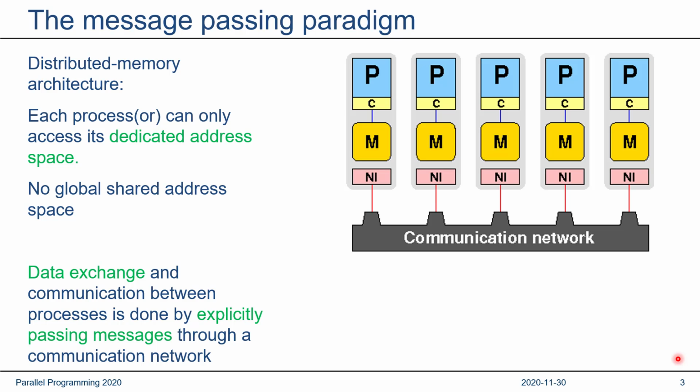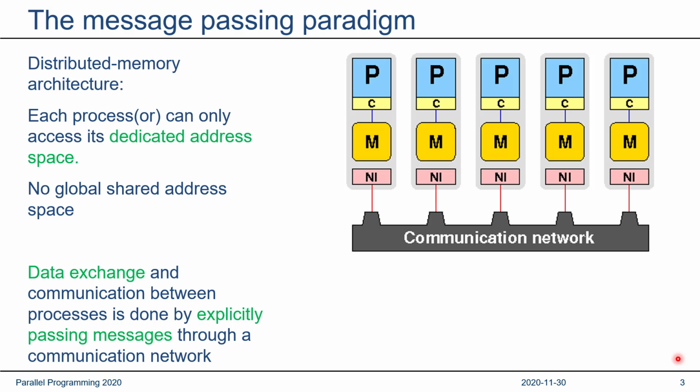The message passing paradigm deals with distributed memory computer architectures. This means that each process or each processor can only access its own dedicated address space. This doesn't mean that there's no shared memory architecture in the system. It only means that we don't explicitly exploit it. So processes in the system may still be sharing memory, but the distributed memory programming model does not see that right away. There's no global shared address space.